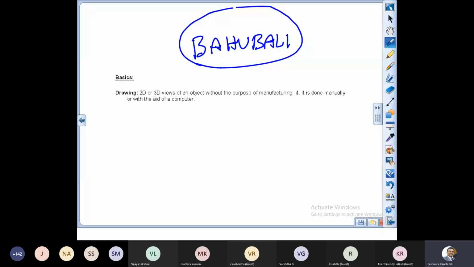Whereas the same represented on a paper by using engineering graphics is called a drawing. Is it clear? It's called an engineering drawing.